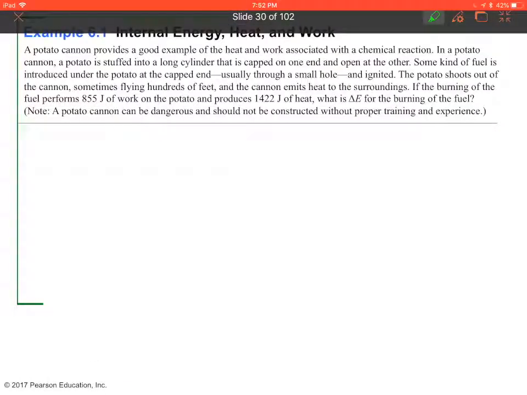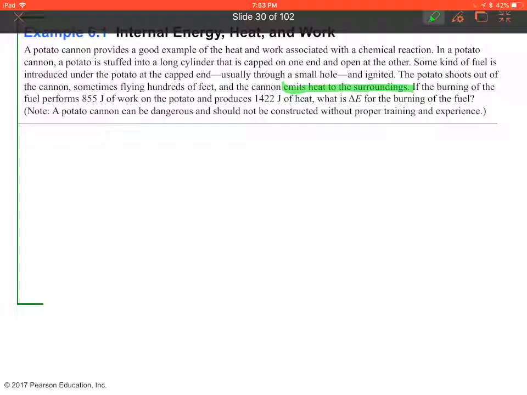Okay? So let's look at an example. A potato cannon provides a good example of heat and work associated with a chemical reaction. In a potato cannon, a potato is stuffed into a long cylinder and is capped on one end and open on the other. Some kind of fuel is introduced under the potato at the capped end, usually through a small hole, and ignited. The potato shoots out of the cannon, sometimes flying hundreds of feet, and the cannon emits heat into the surroundings. So it's emitting heat into the surroundings.